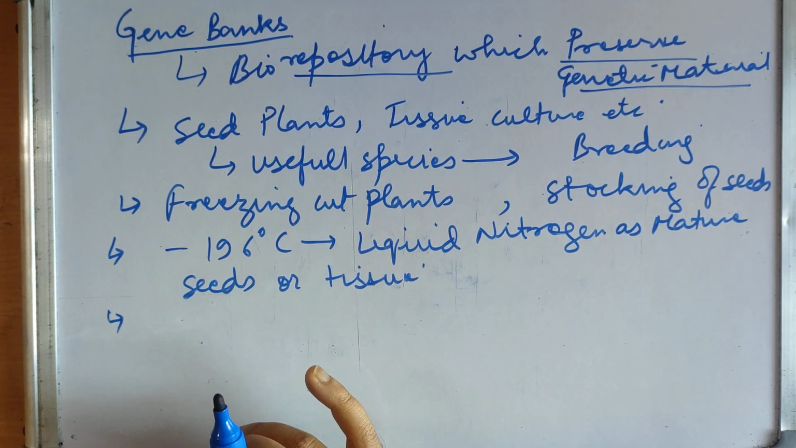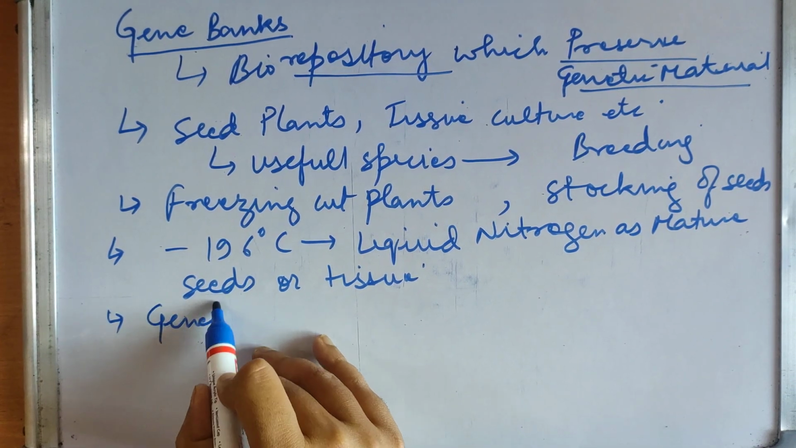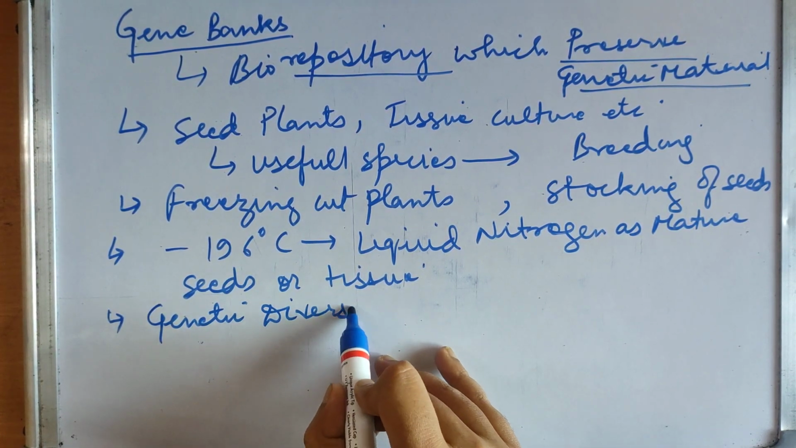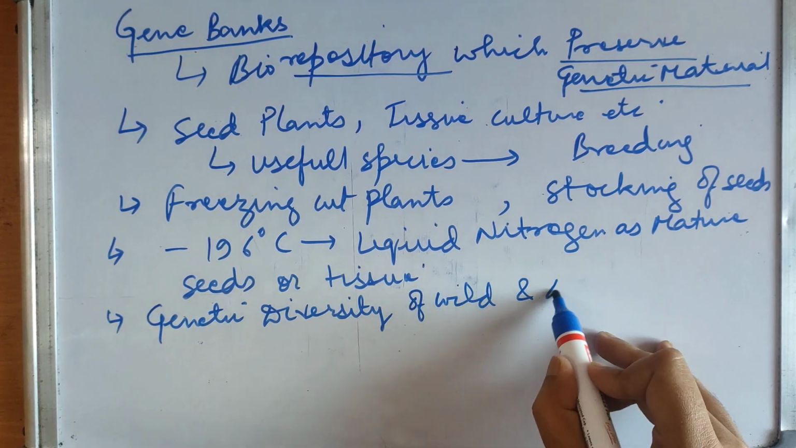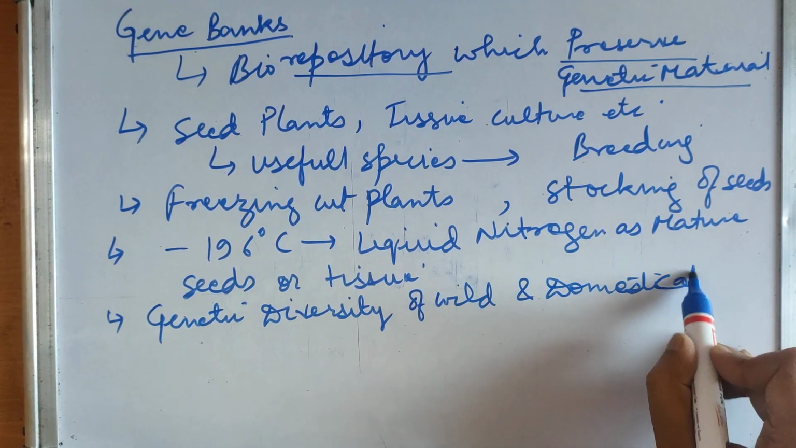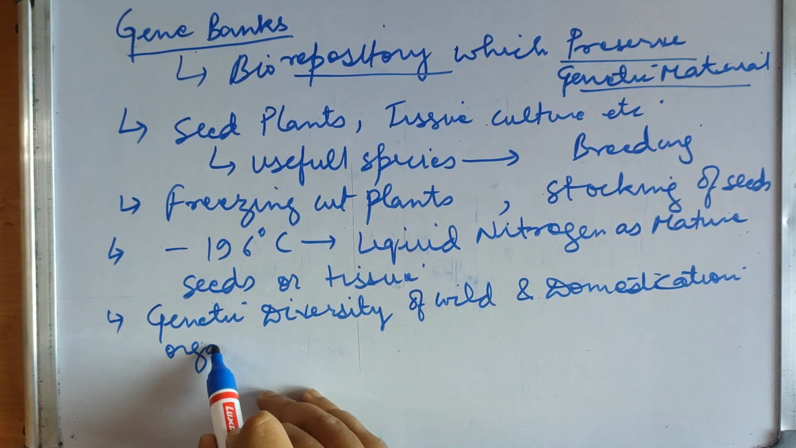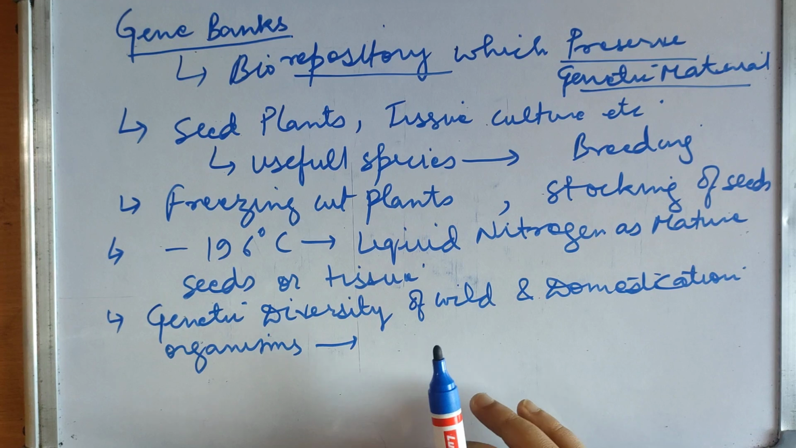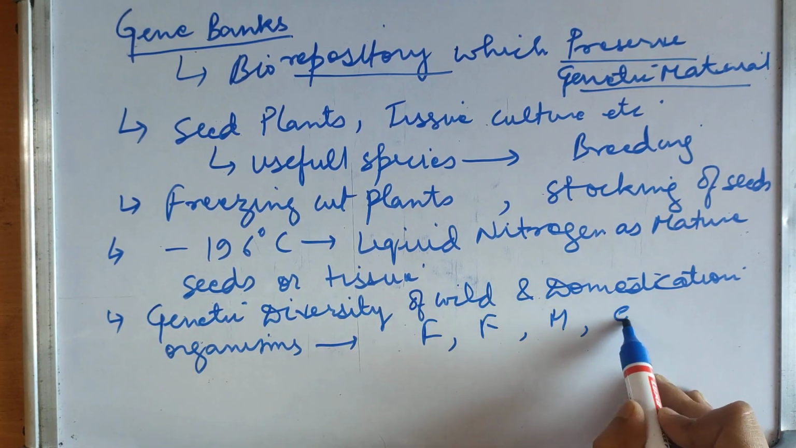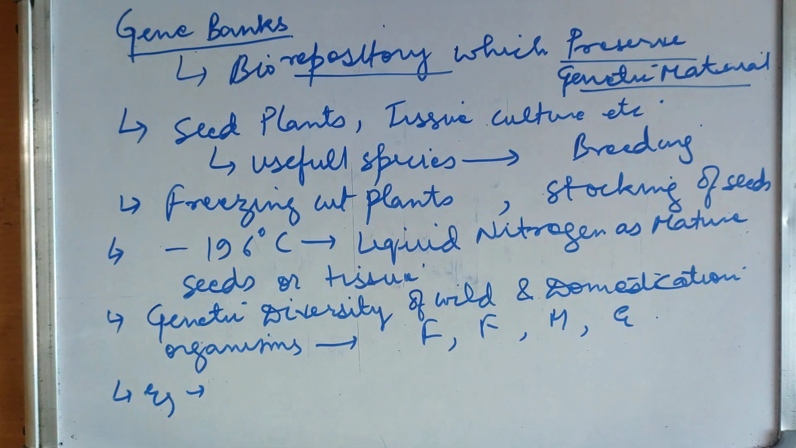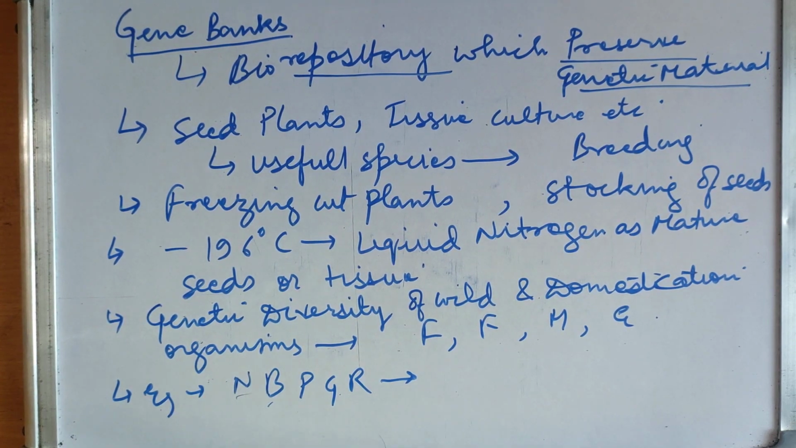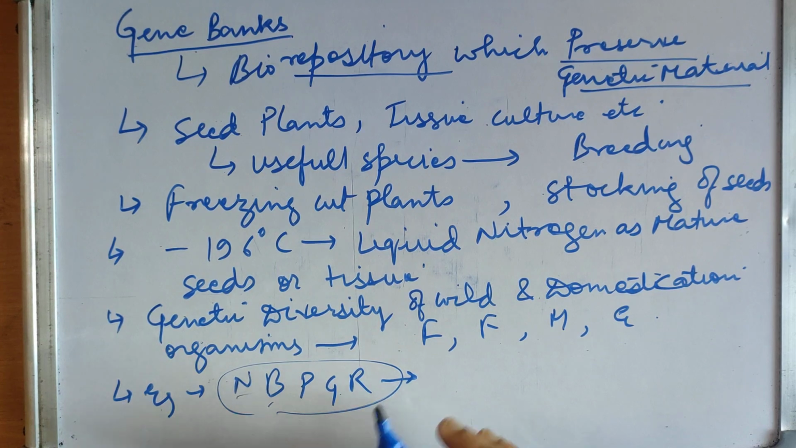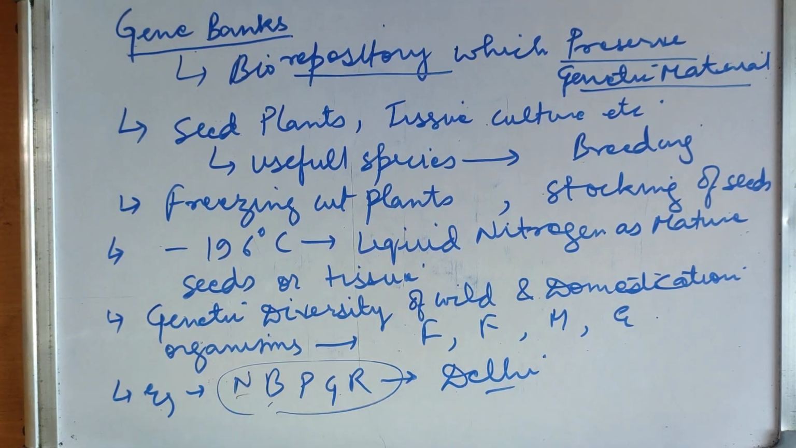Gene banks exist to conserve the genetic diversity of wild and domesticated organisms on which humans depend for food, fiber, medicine, energy, etc. An example of a gene bank is the NBPGR, the National Bureau of Plant Genetic Resources, which is in Delhi. Now this was about gene banks.